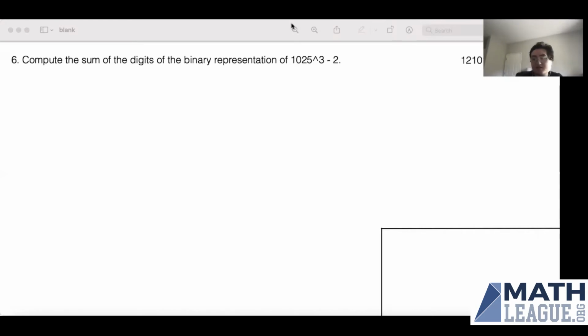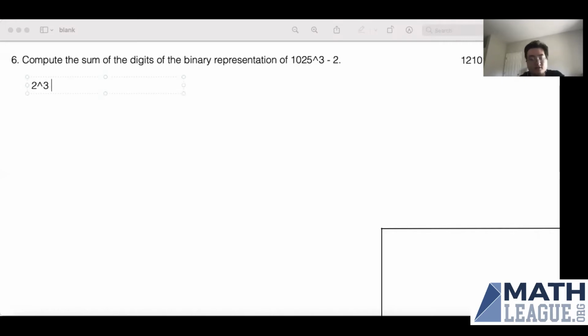Well, let's see. Okay, binary representation. First of all, what do we know about binary representations? Well, they're base 2, so they consist only of zeros and ones, right? Those are the only possible digits in base 2. And each digit corresponds to a place value that's a power of 2.